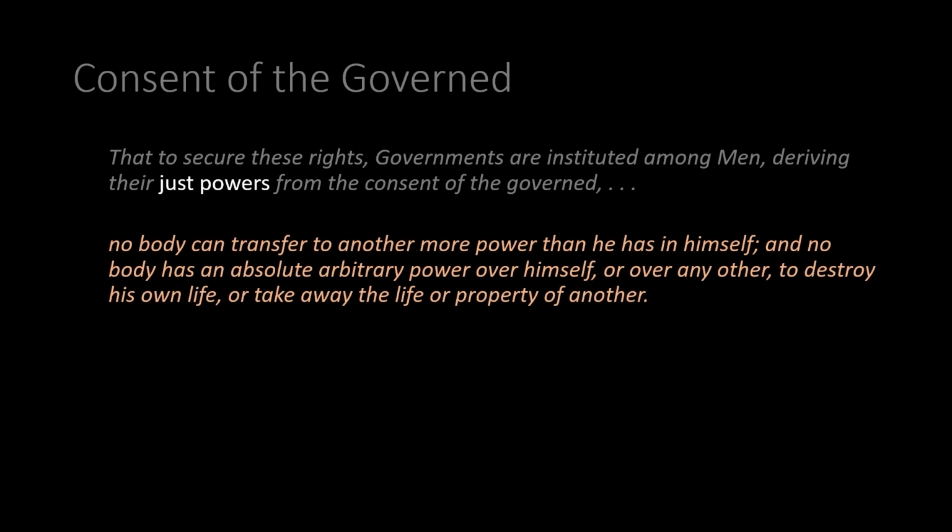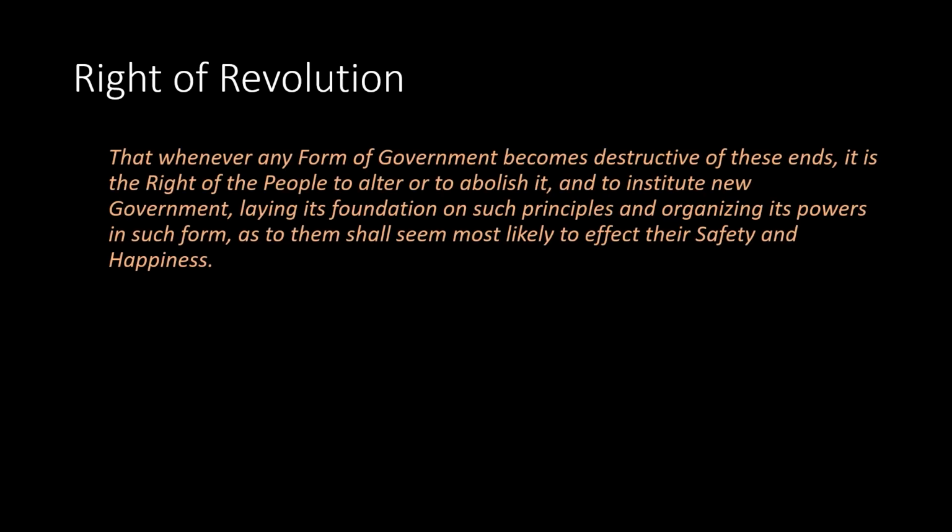End quote. So what happens if a government is used to enslave or rob the people? What are you going to do about it? The Declaration of Independence says the following, quote, "that whenever any form of government becomes destructive of these ends, it is the right of the people to alter or to abolish it, and to institute new government, laying its foundation on such principles and organizing its powers in such form as to them shall seem most likely to affect their safety and happiness." End quote.